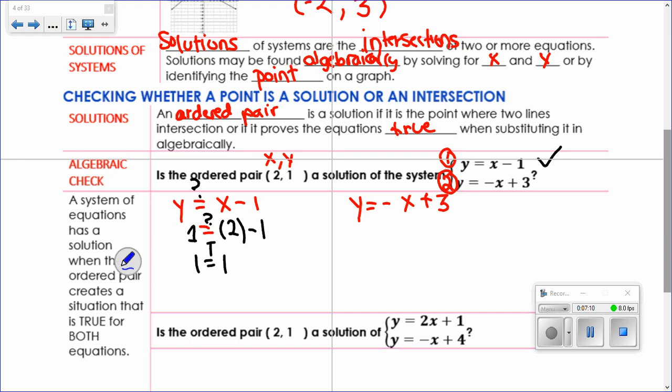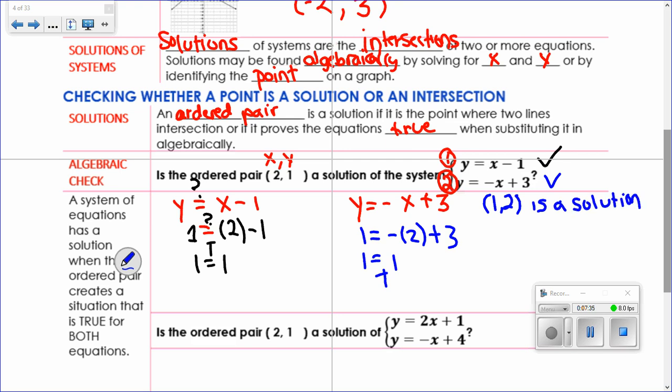What about the second equation? Well, does 1 equal negative parentheses 2 plus 3? 1 does equal 1 here. So this is true. So it checks out. So our answer is 2, 1 is a solution to the system. And there's our proof.